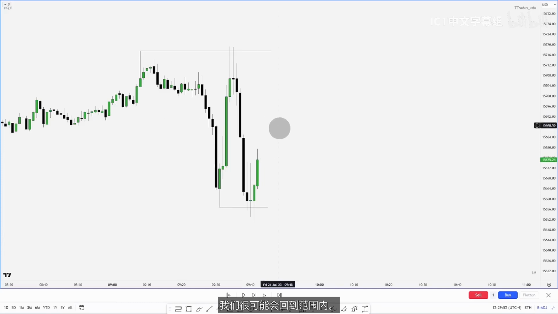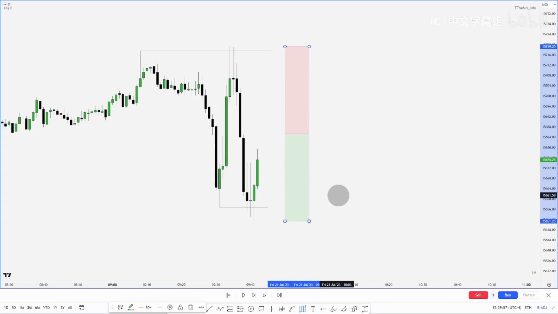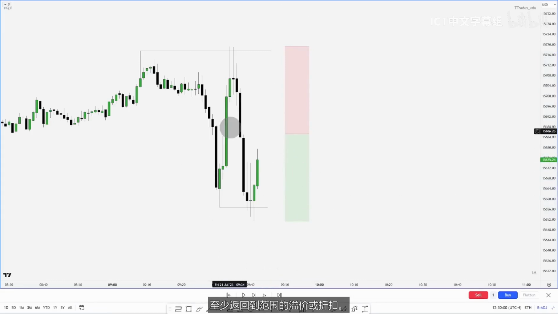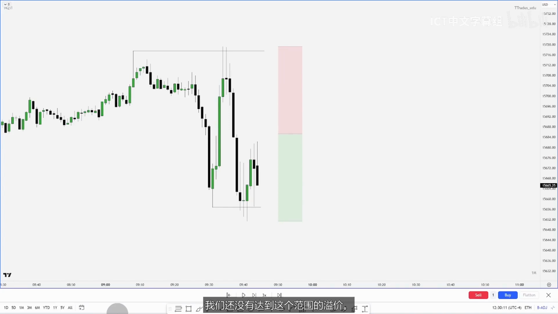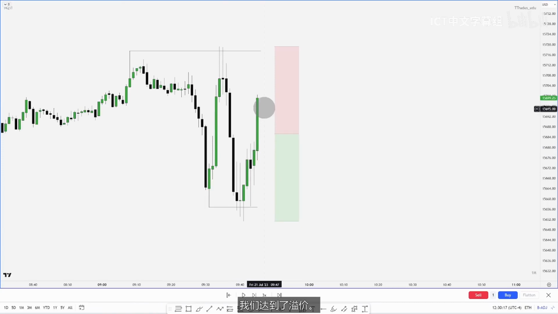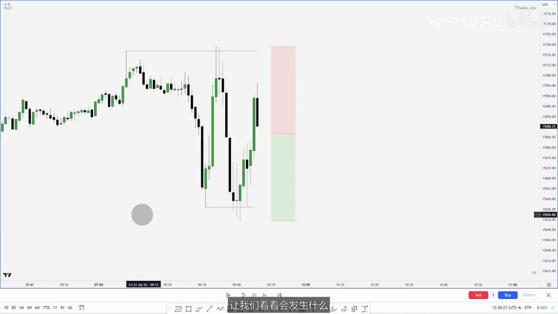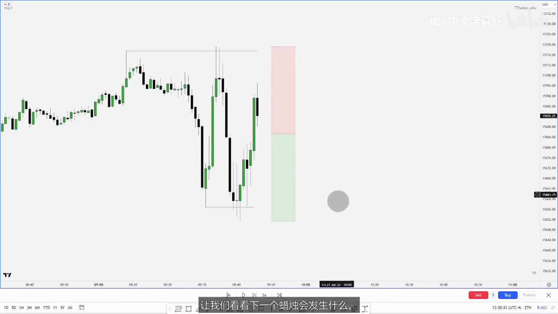So if you notice, can't close out of the range, displacement. We're likely to come back into the range, and for this, a lot of times I will use discount and premium, because I want to see price return to at least a premium or a discount of the range if we are going to go lower. So right here, we haven't yet reached into a premium of this range. There we go, we reach into a premium, we displace higher. So right now, I'm thinking if we continue to displace higher, our eyes go to this high over here. Let's see what happens. Right here, not a very strong close up. Let's see what happens on the next candle.